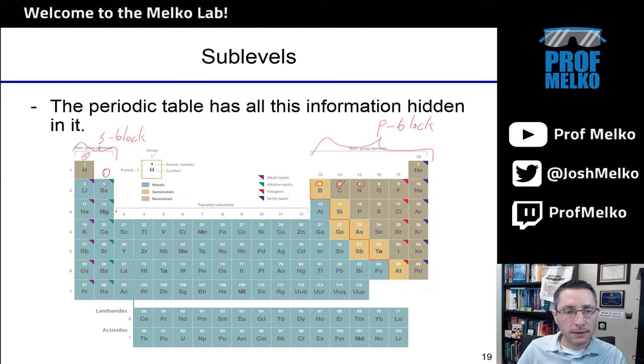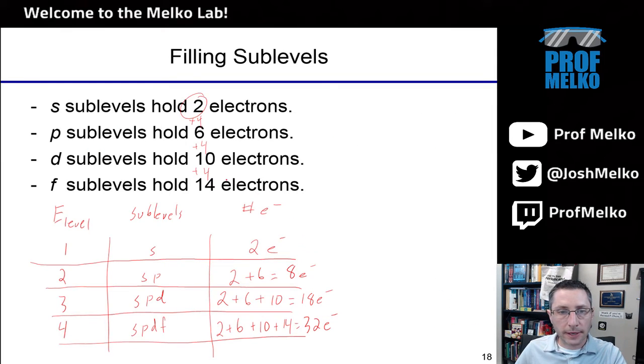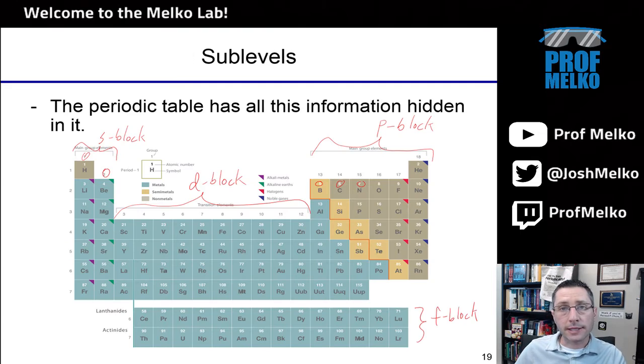and that P sublevel holds those 6 corresponding electrons. This central area of the periodic table is known as the D block, and you can probably guess now how many elements wide that is. A D sublevel holds 10 electrons. That's why there's 10 elements in this D block. And down here, these are the F block elements. And it's no surprise that the F block is 14 elements wide. Okay, so the periodic table is a shortcut to remember some of these numbers because it has them visually within it.